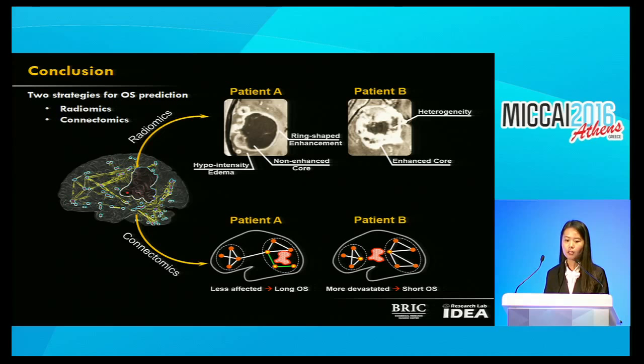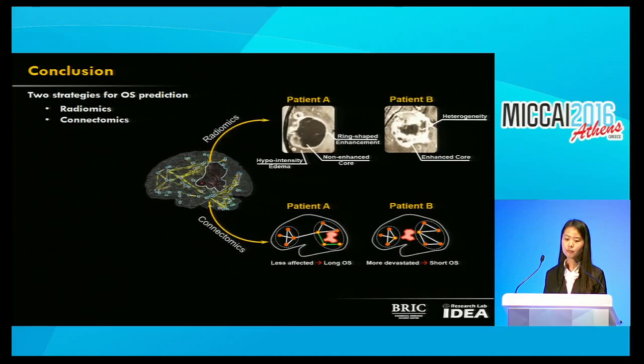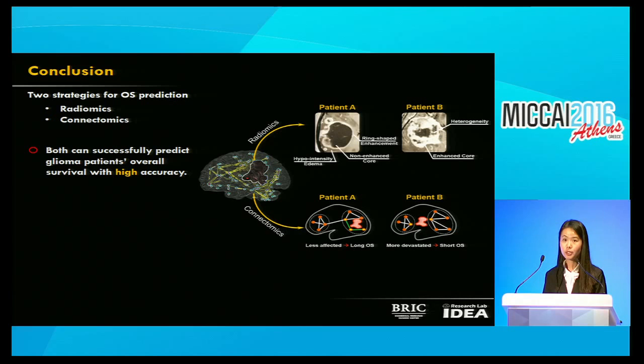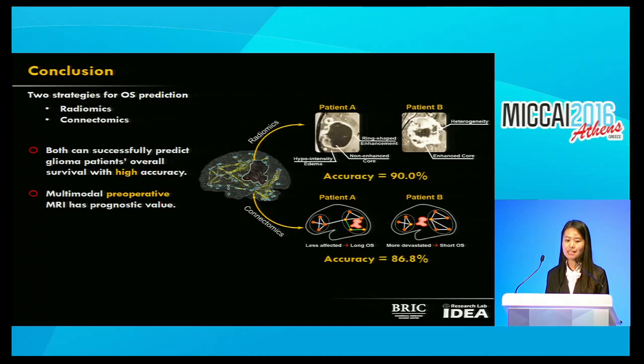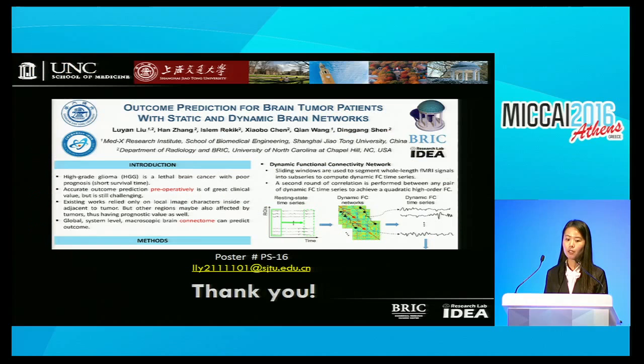After introducing our connectomics and radiomics based methods, now I will give a brief summary. First, both of these two methods achieve superior performance to predict the overall survival with high accuracy. Second, our study shows the significant potential of preoperative MRI for overall survival prediction. In the future, we hope to further improve the prognostic accuracy by combining these two strategies together. These are all my presentations today. Thank you for your attention.